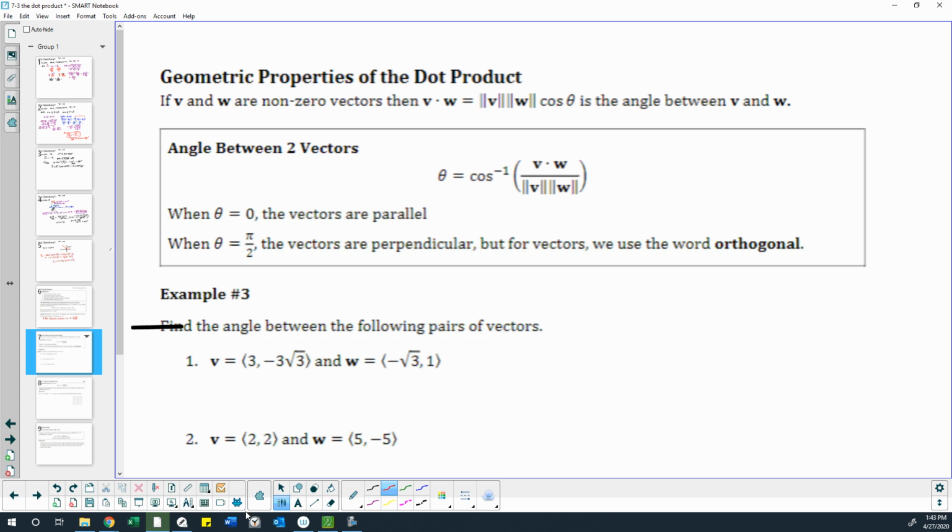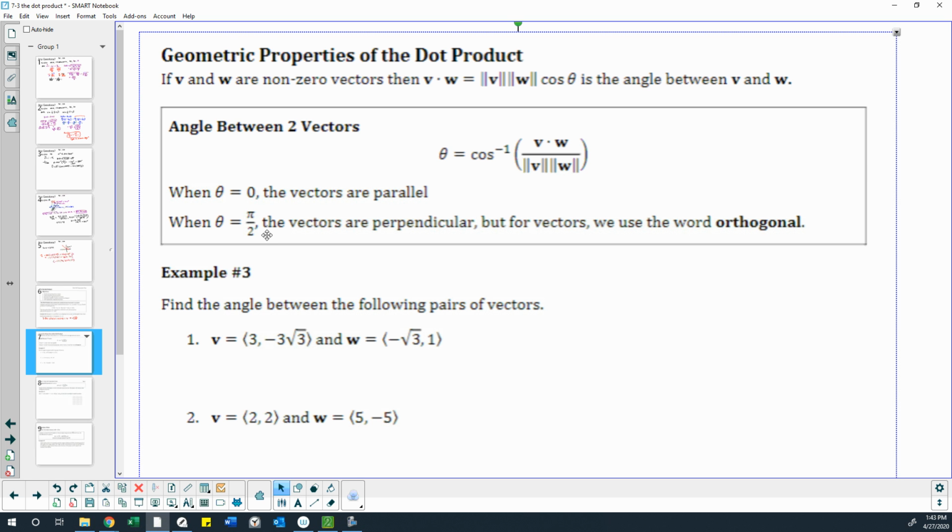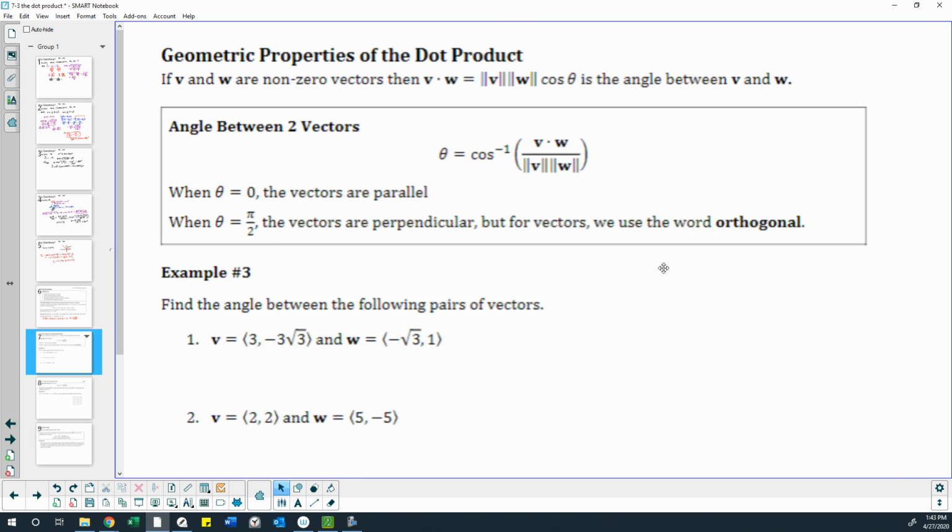Okay, geometric properties of the dot product. One of the uses of the dot product is to find the angle between 2 vectors, which is useful when you're dealing with things like forces working on an object. To find the angle between 2 vectors, it's the inverse cosine of v dot w divided by the magnitudes multiplied together. If we end up getting an angle that is 0, then the vectors are parallel.